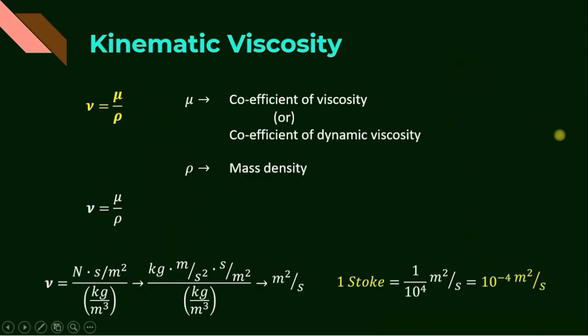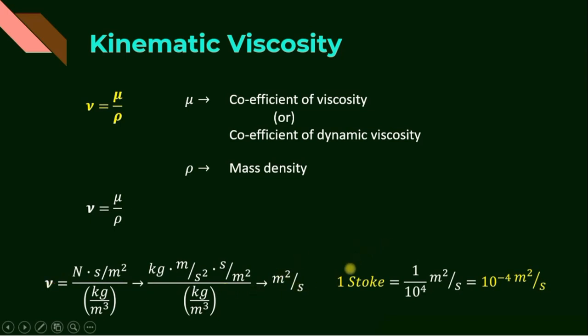Now coming to the kinematic viscosity. Kinematic viscosity is the ratio of the dynamic viscosity mu and the mass density rho. Nu is equal to mu by rho. The unit of dynamic viscosity is Newton second per meter square, and the unit of mass density is kg per cubic meter. On simplification, we obtain the unit of the kinematic viscosity as meter square per second.